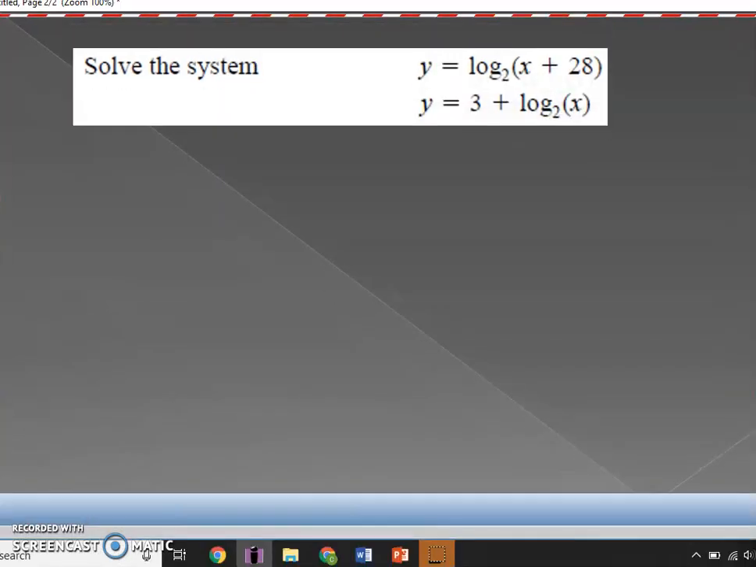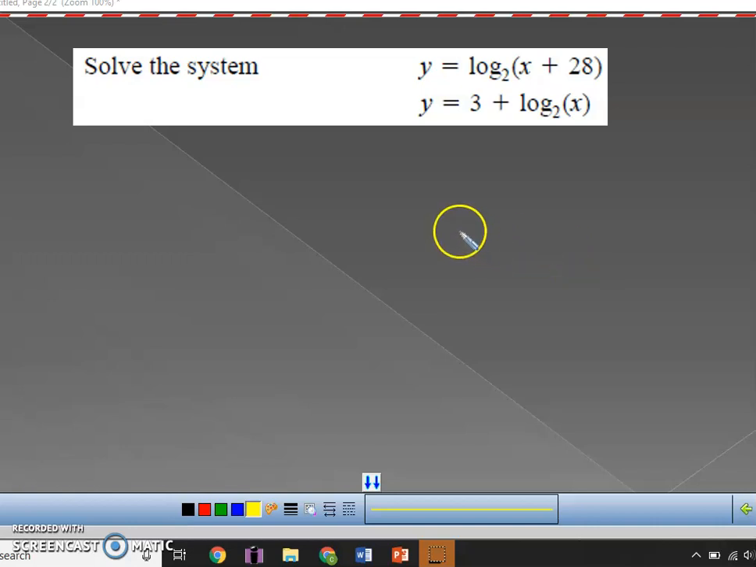Last example that we're going to do is using logs. So for this one, you'll notice that your y's are already on the same side, so you don't need to move anything at this point. You could actually go ahead and subtract right now. So we get y minus y, which becomes 0. And then we have this log base 2 of x plus 28.